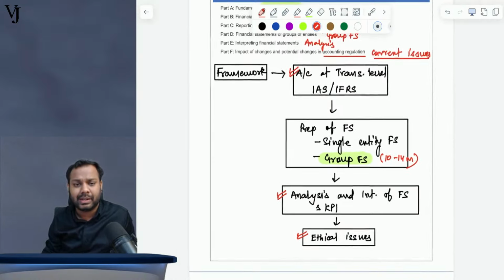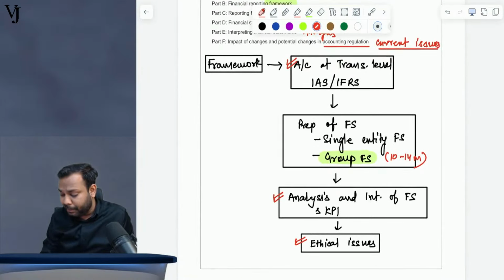I believe you are understanding the syllabus. Can you please confirm, guys, all of you? I believe you are understanding the syllabus. Can you please confirm once?